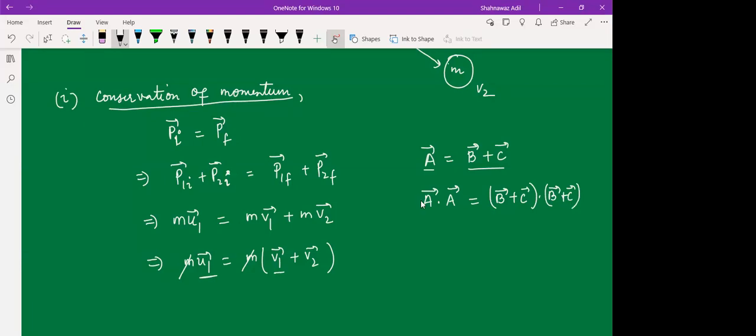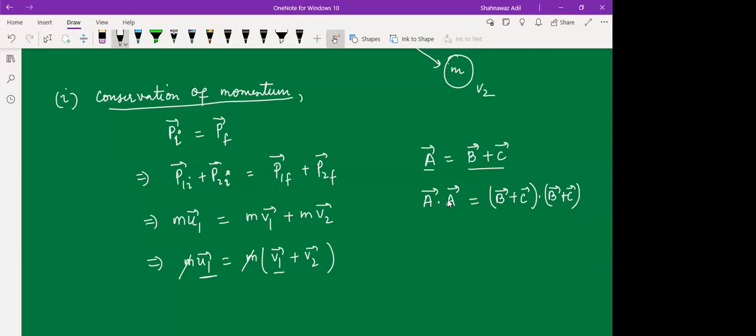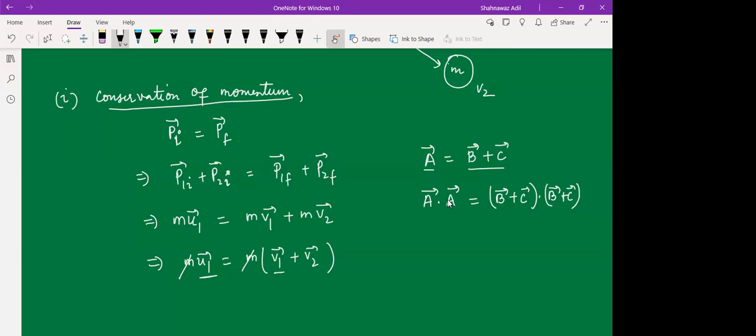Yes, sir. So what would be A dot A? If I take the dot product with itself, how much is that? It should be 1. A dot A is 1. Okay, so this part, 2 u1, is 1, because A's value is 2 u1, right?